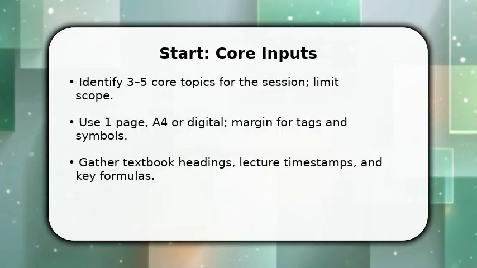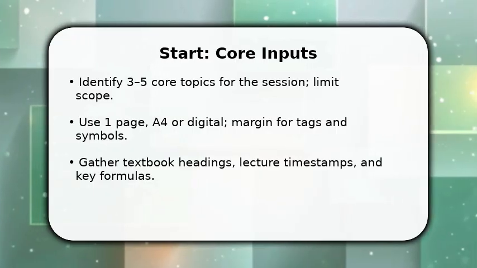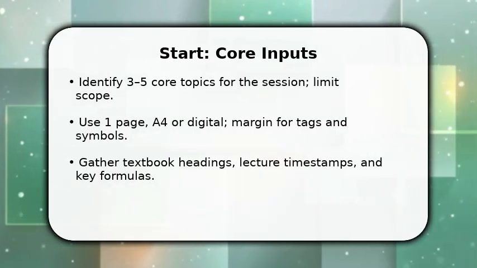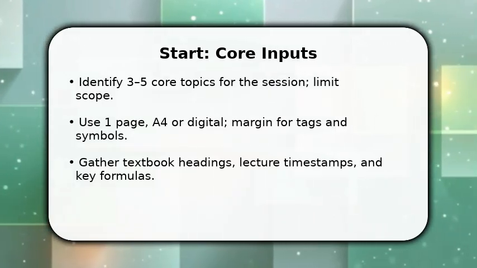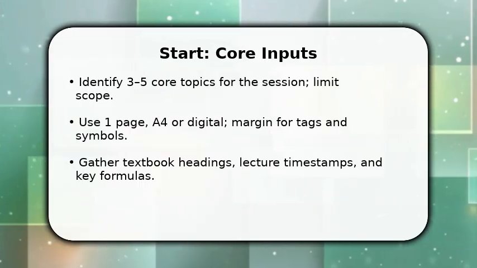You begin by narrowing scope to 3-5 core topics. This prevents overwhelm and makes each note compact. Once identified, choose one page, A4 or a single digital note, so you force brevity and consistent layout.